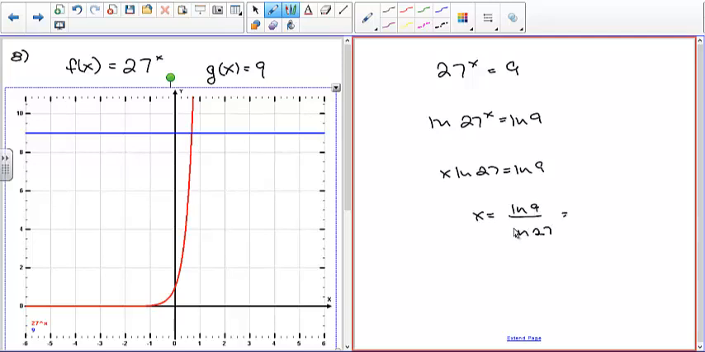So if you take the natural log of 9 divided by the natural log of 27, you'll get 0.66, which is 2/3. You can check this: 27 raised to the 2/3 power ends up being 9, which is what the original equation said.